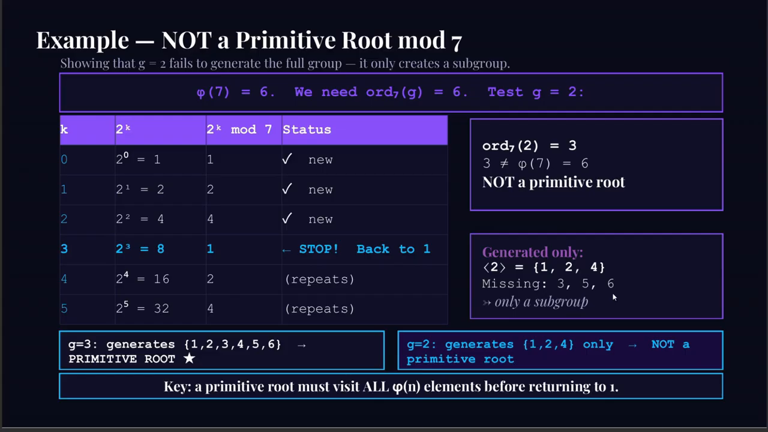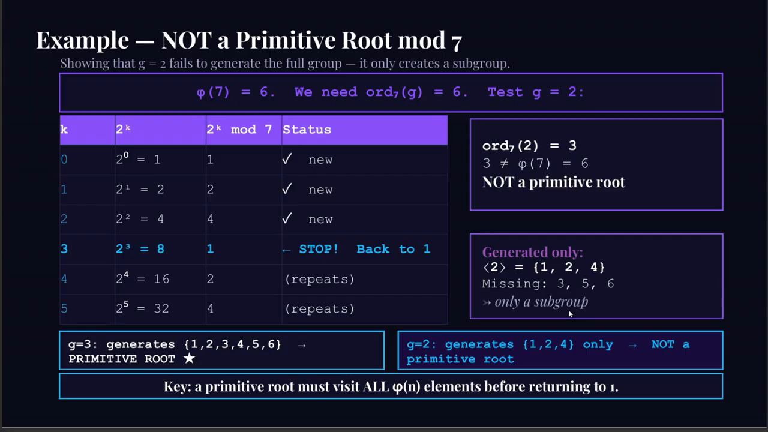So the order of 2 modulo 7 equals 3. But phi of 7 is equal to 6. Hence 3 is not equal to 6. It is not a primitive root. But here the set generated by 2 forms a concept called a subgroup. That is {1, 2, 4}, which is only a subgroup. Every non-generator generates a proper subgroup of the multiplicative group.